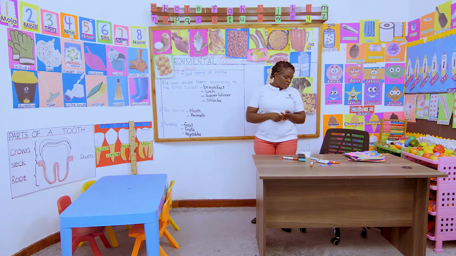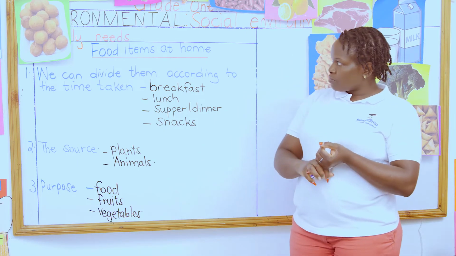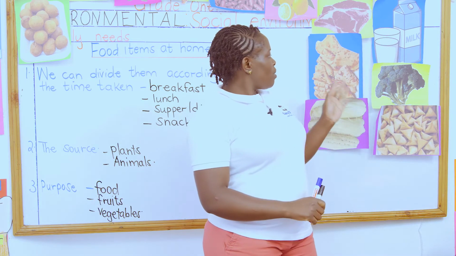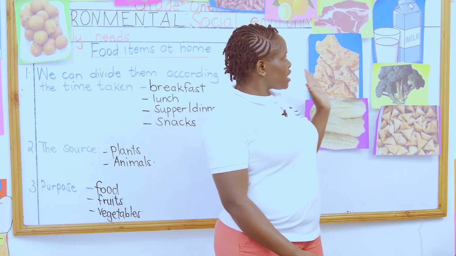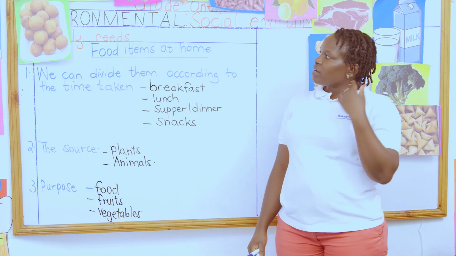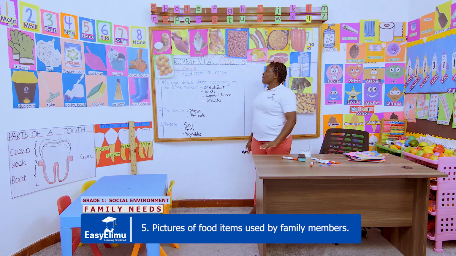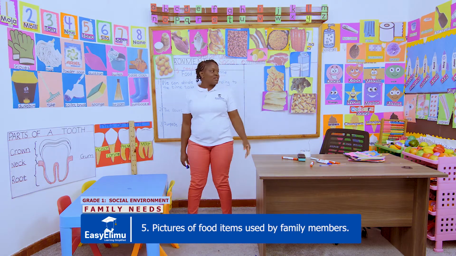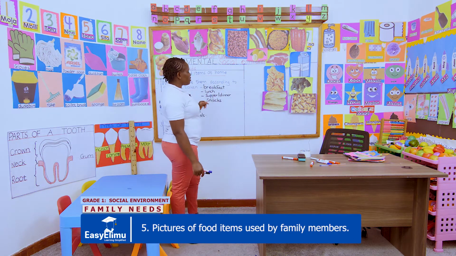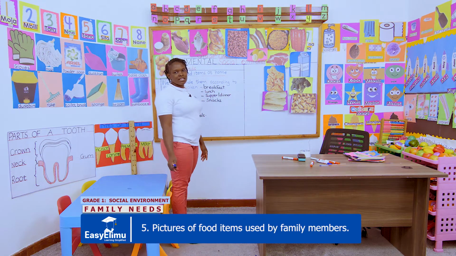So, grade 1s, when you go home, I want you to make a scrapbook of foods you eat at home. First of all, group the foods according to the time you eat them. Tell me the foods you eat for breakfast, the tea, the coffee, the donuts, the samosas. Put them on one page and say foods eaten in the morning. Then write on the other page food eaten at noon or in the evening. Sometimes we can eat rice in the evening, sometimes during the day. It depends on your menu.